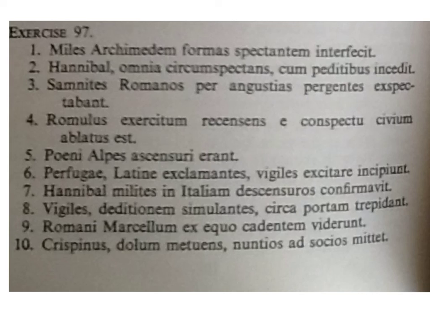And last of all, we've got Crispinus, metuens, while fearing pain. You've got there the metuens, while fearing dolorem, pain. Mittet, it's actually future tense there, will send messengers to his allies. The metuens there, present participle, nominative, masculine singular, describing Crispinus.